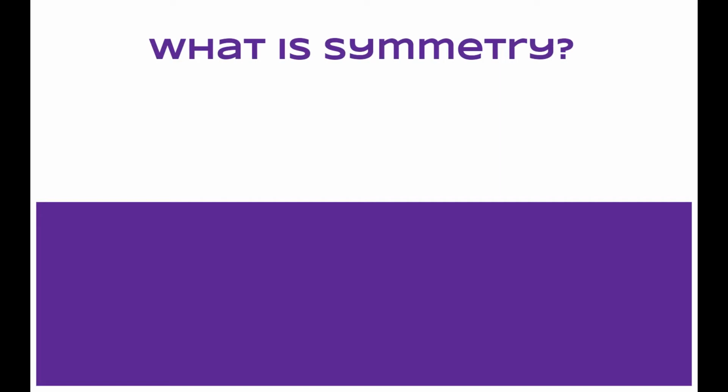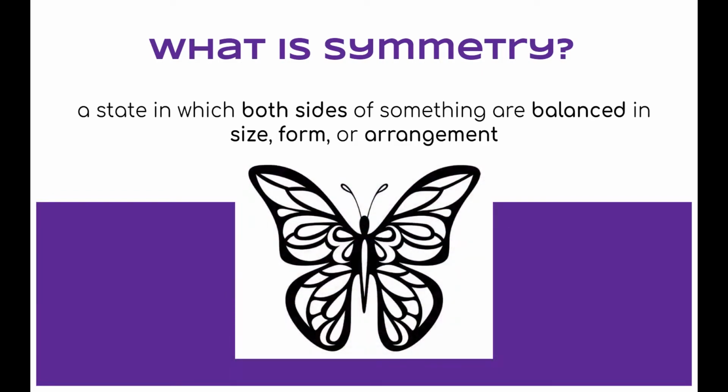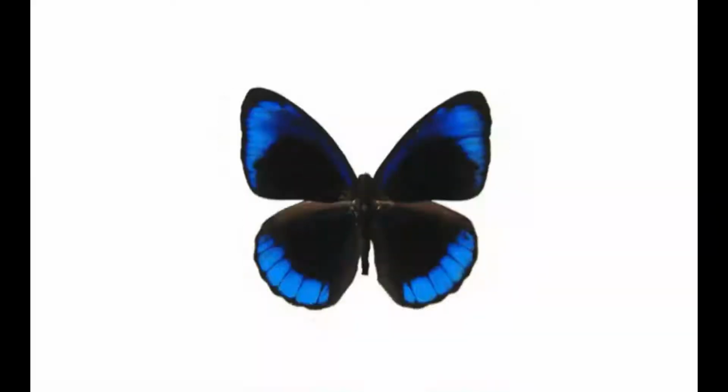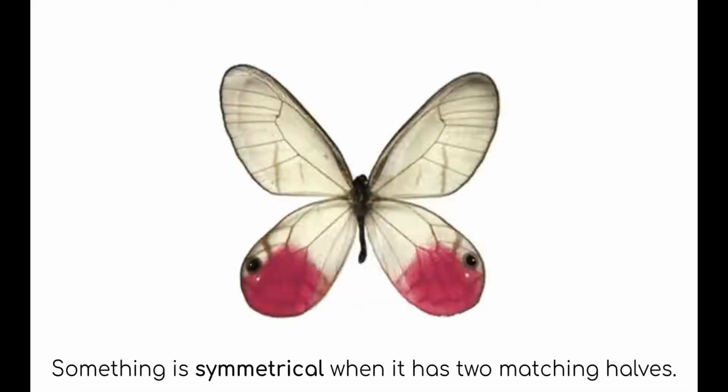So, what is symmetry? Symmetry is a state in which both sides of something are balanced in size, form, or arrangement. Like this butterfly here. If this butterfly were to fold its wings together, they would match perfectly, so we could say that this butterfly has symmetry, just like all of these butterflies. We could say that they are symmetrical because they have two matching halves.